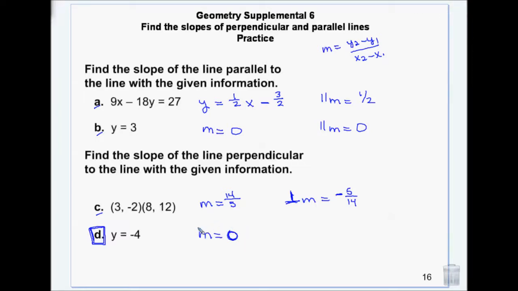When we talk about a slope of 0, y equals negative 4 is a flat line at the point negative 4 on the y-axis. Perpendicular is a line that's going to go straight up and down. So the slope that is perpendicular to 0 is undefined. So 0 and undefined are perpendicular to each other.